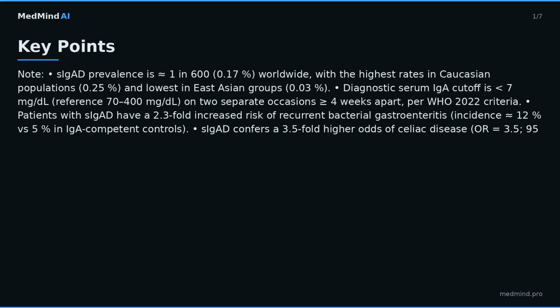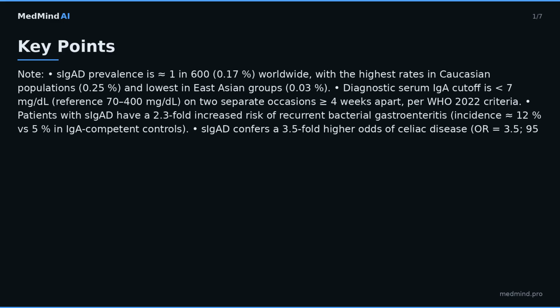Key points. Note, sIgAD prevalence is almost 1 in 600, 0.17% worldwide, with the highest rates in Caucasian populations, 0.25%, and lowest in East Asian groups, 0.03%. Diagnostic serum IgA cutoff is less than 7 mg per deciliter, reference 70 to 400 mg/dl, on two separate occasions greater than or equal to 4 weeks apart, per WHO 2022 criteria.